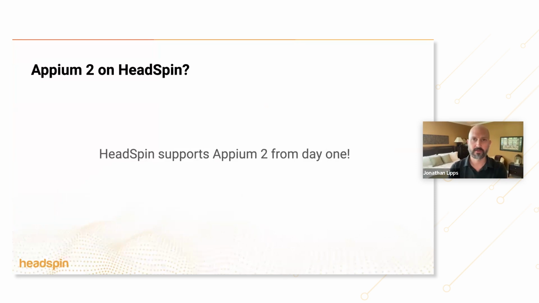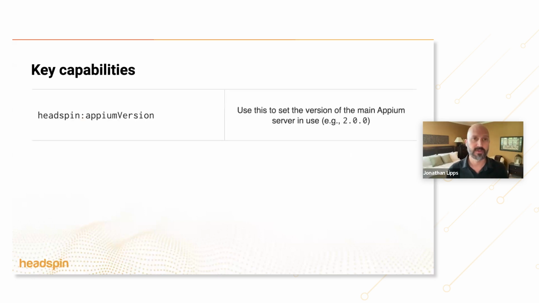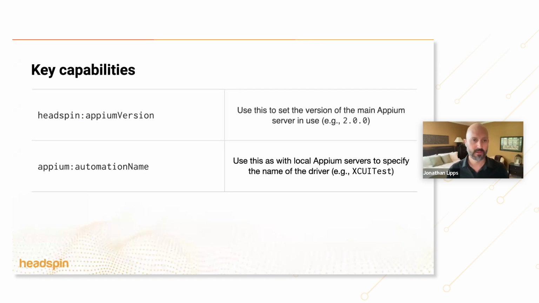But let me just talk about a little bit of what you need to do to get it working on HeadSpin. Right now, you need to use the HeadSpin Appium version capability. That's because our current default version of Appium is still 1 dot something, in order to not have broken everyone's scripts without them knowing. So you need to opt in right now to Appium 2 using the Appium version capability.